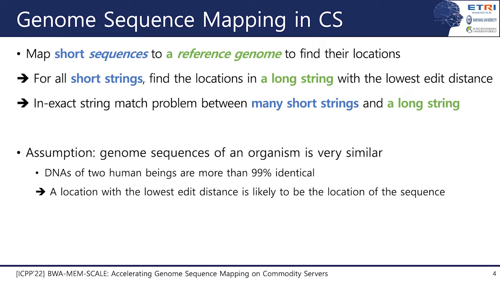Here, we translate the mapping problem into the inexact string match problem. This is possible since we have an assumption that genome sequences of an organism are very similar. It is known that DNAs of two human beings are more than 99% identical. Thus, if we find a location that has the lowest edit distance with the short string, the location is very likely to be the mapped location for the sequence.